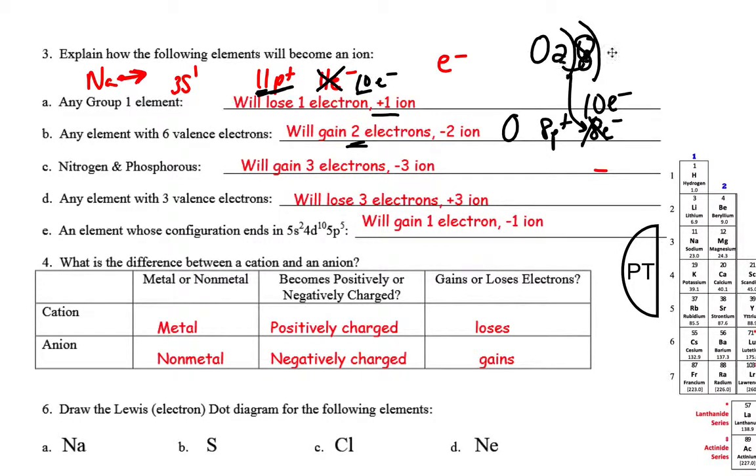So now it's got 2 plus 8 equals 10 electrons. So the grand total is going to be 10. When it does that, it has 2 more negatives, so oxygen makes a -2 charge. And so does everybody else in group 6.